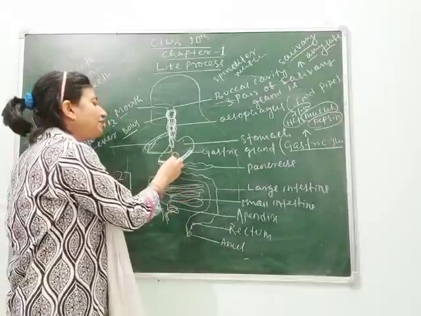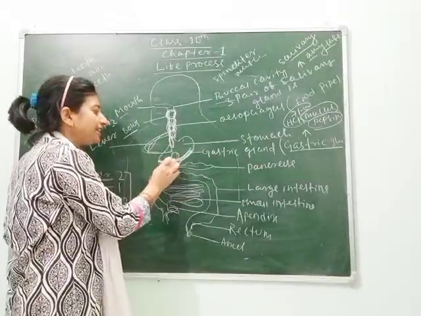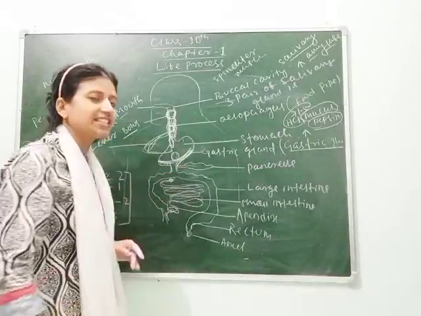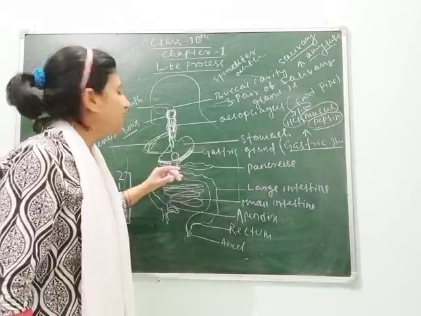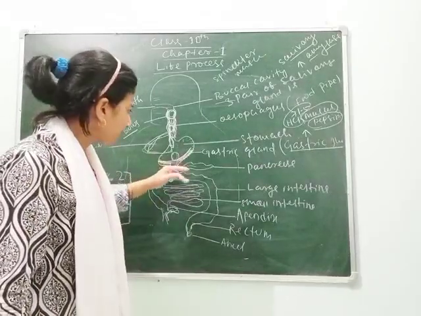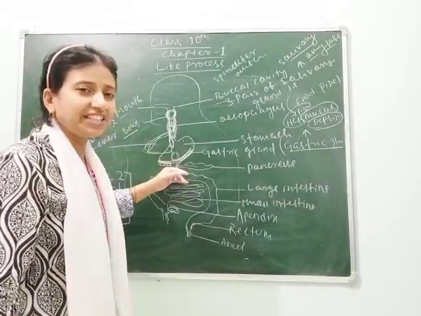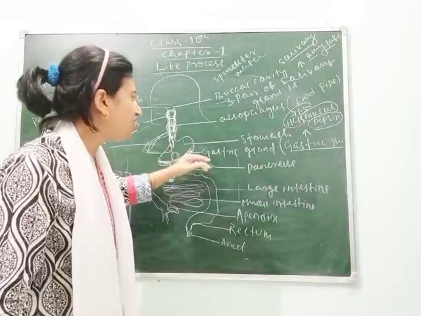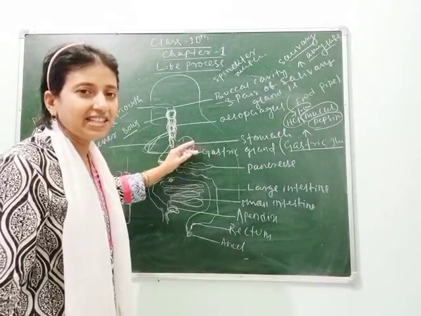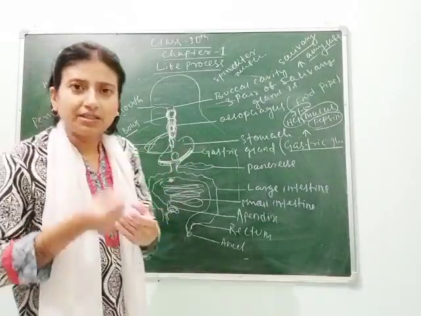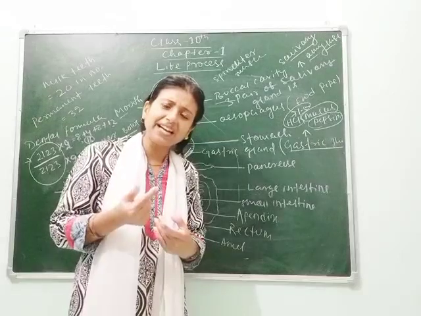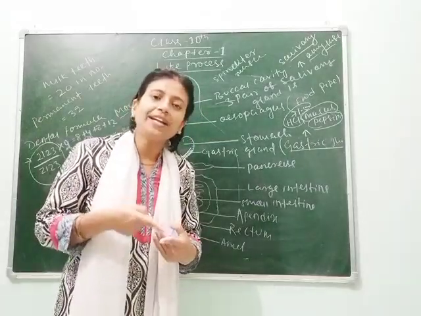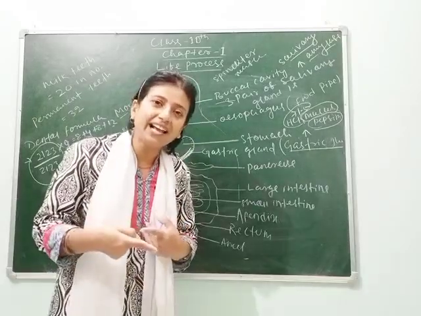Clear? Next, after the food gets converted into acidic, it moves towards the next chamber, called the small intestine. Students, remember, before it reaches the small intestine, it has to make itself alkaline for the pancreatic enzymes to act. The enzymes that are secreted from the pancreas can't act on acidic food, so it has to be made alkaline.